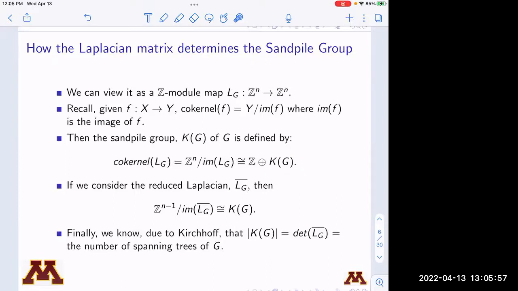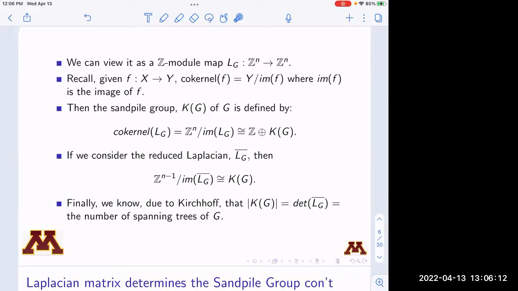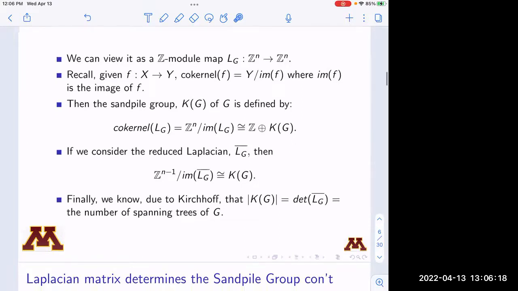However, if we just consider the reduced Laplacian, that co-kernel is isomorphic to our sandpile group. And then finally, due to Kirchhoff, we know that the cardinality of the sandpile group is equal to the determinant of our reduced Laplacian, and that's the number of spanning trees of G.